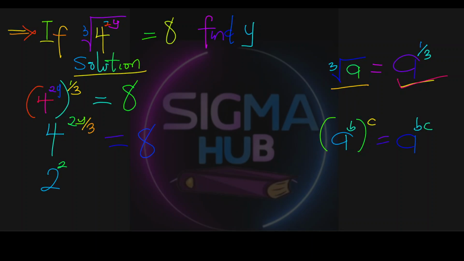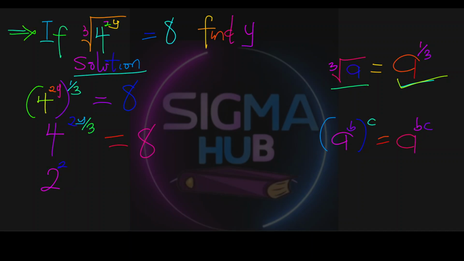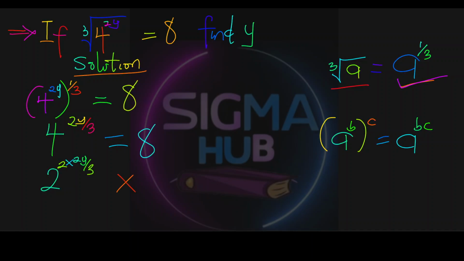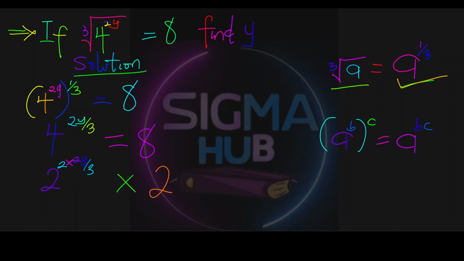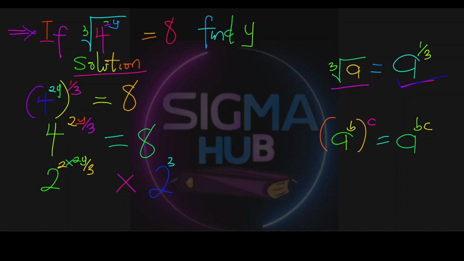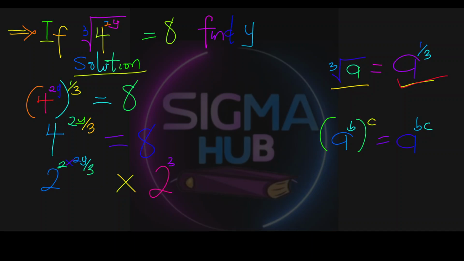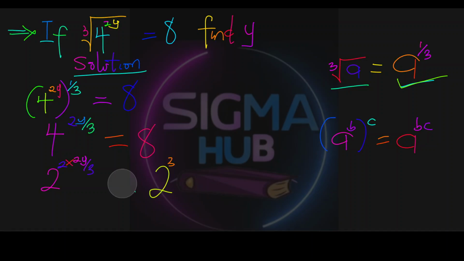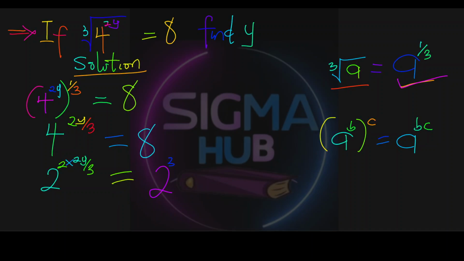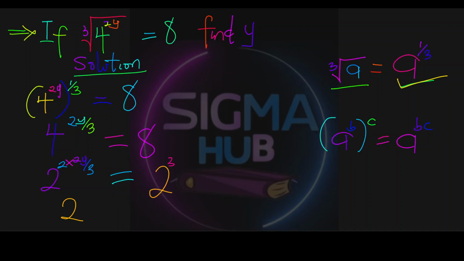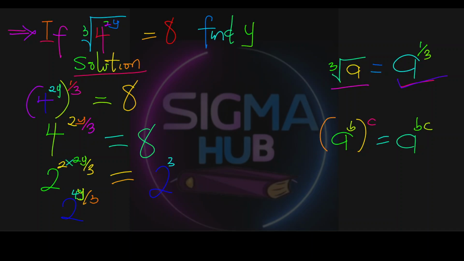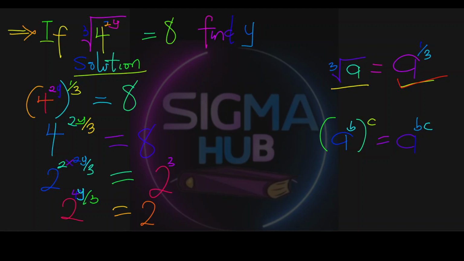Then multiplying 2y over 3. Then I'm going to do the same thing with 8, which is 2 raised to the power of 3. So having this, we are going to be having 2 raised to the power of 4y over 3 equal to 2 raised to the power of 3.